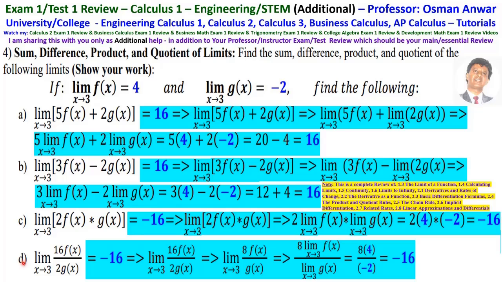Number D is limit as x approaches 3 of 16 f of x over 2g of x, and that is limit as x approaches 3 of 8 f of x over g of x. Then this is 8 limit as x approaches 3 of f of x over limit as x approaches 3 of g of x, which is 8 times 4 over minus 2, which is minus 60.